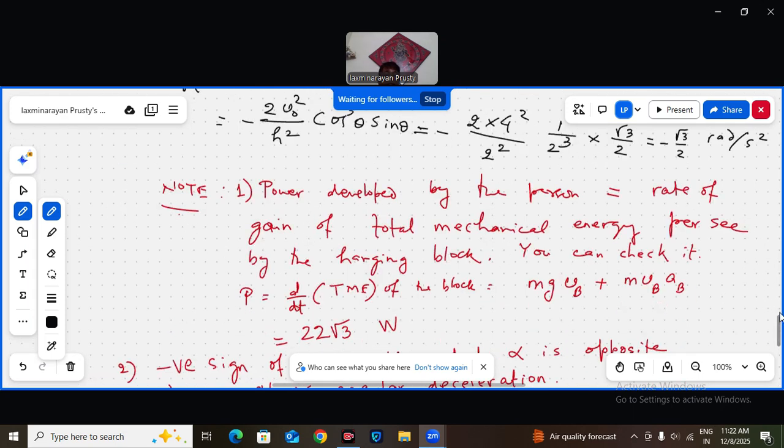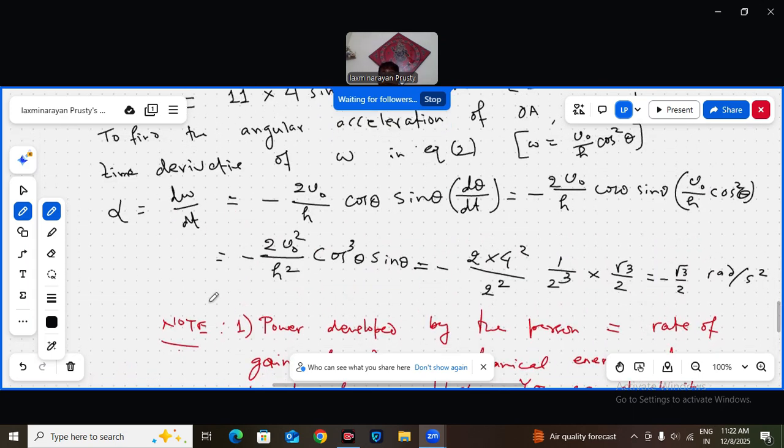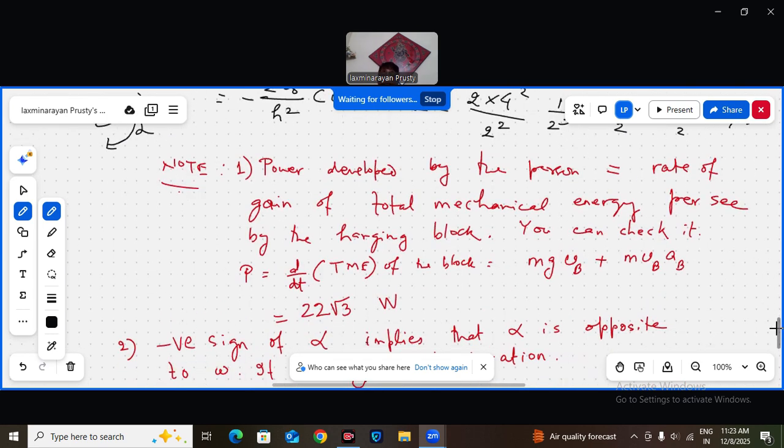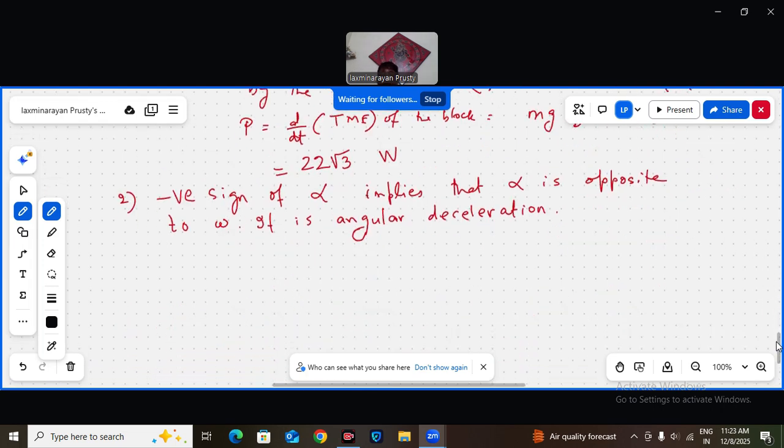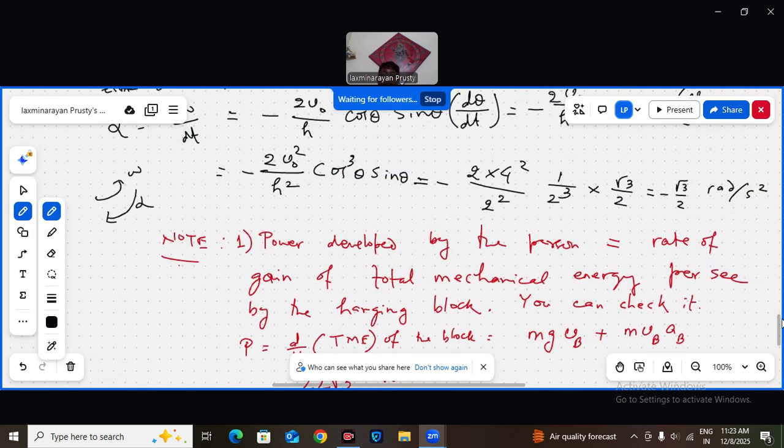Minus means what? If this is omega, then this is alpha. That's what I have written in the note. This is note second point: negative sign of alpha implies that alpha is opposite to omega. It is angular deceleration effectively.